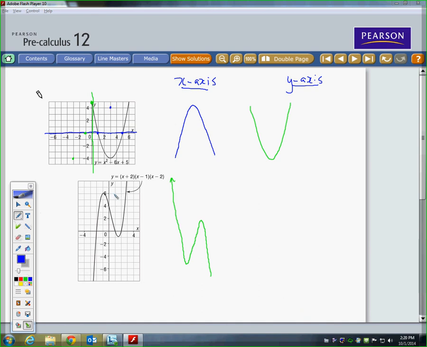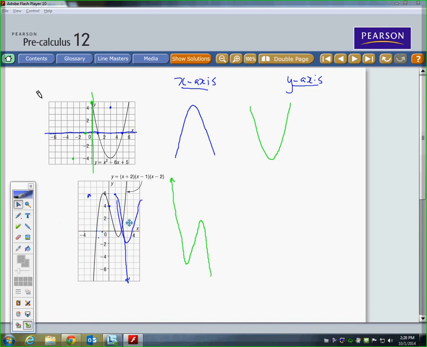Reflecting over the y-axis, so this point will be there, this point will be there. These 2 points are going to end up over here, and this one will end up over there. So it's got this kind of a shape. And then this part gets reflected over here. So it's a little confusing because they're right on top of each other. But I think you might be able to get the sense of it.